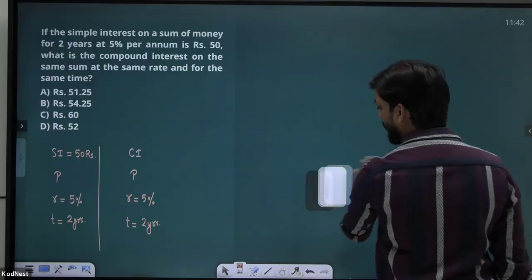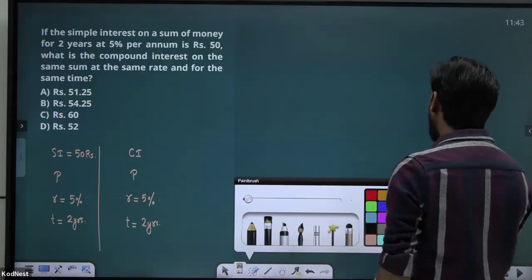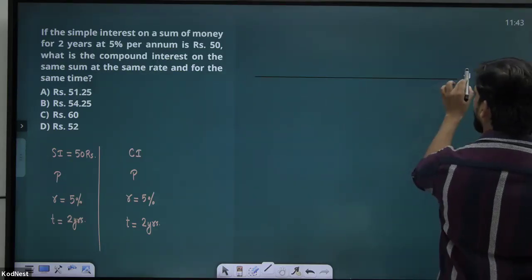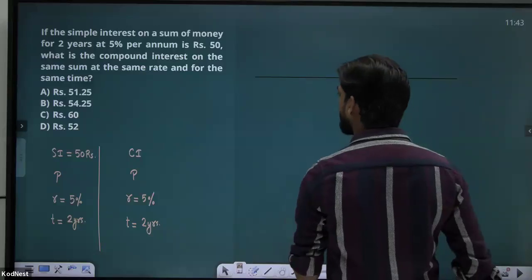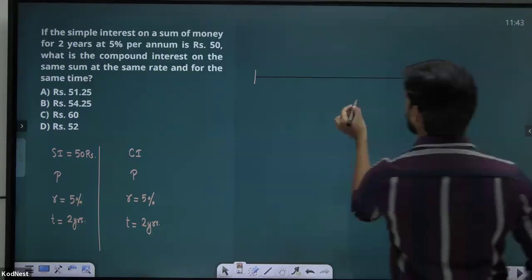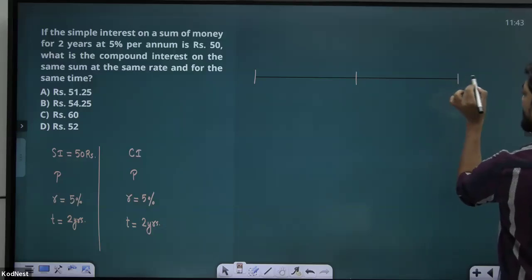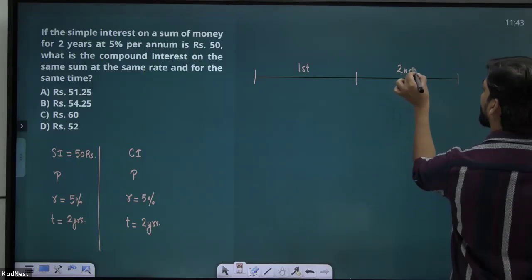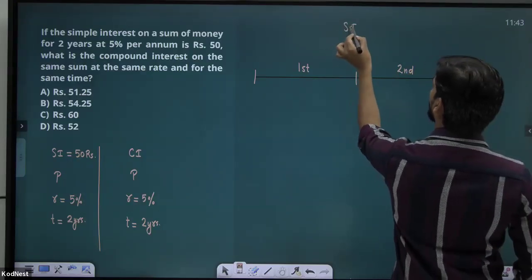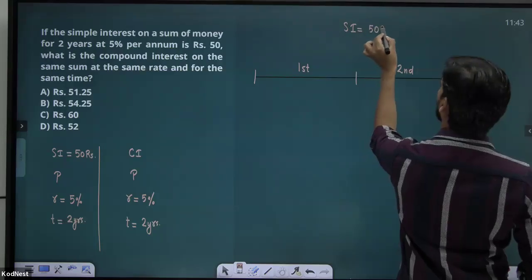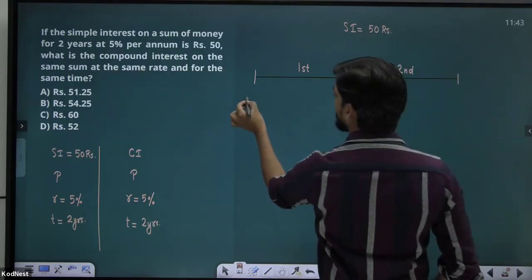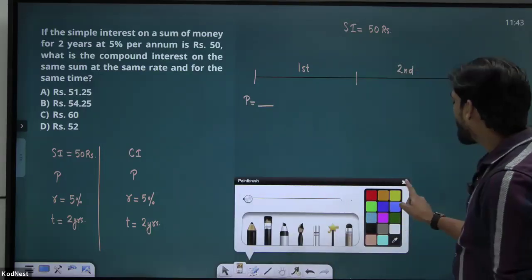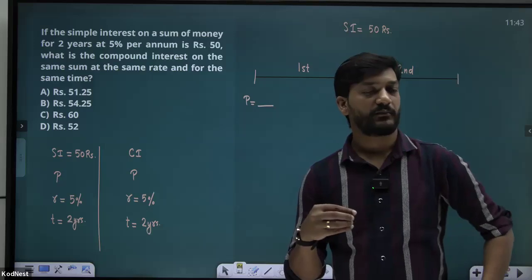This calculation is not required. My dear, they have given the simple interest. For simple interest, we have not drawn the diagram, but for simple interest also we can calculate this way. So first year, second year. How much is principal? I don't know. I don't want to calculate it either. Without calculating principal, let's see how to do it.